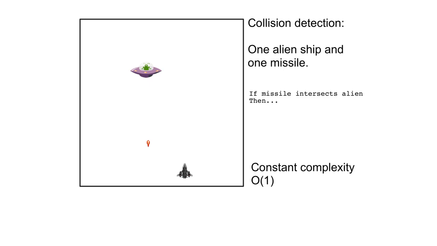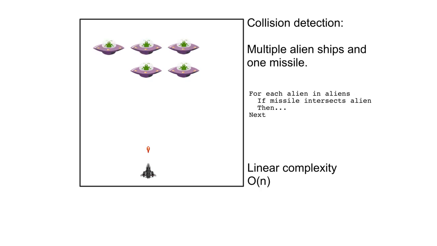But because we've got one ship and one missile, the time complexity of the algorithm is never going to change. Let's assume that when the player hits the invader with their missile, the invader disappears and a new invader is spawned. So we're only ever dealing with one missile and one alien ship.